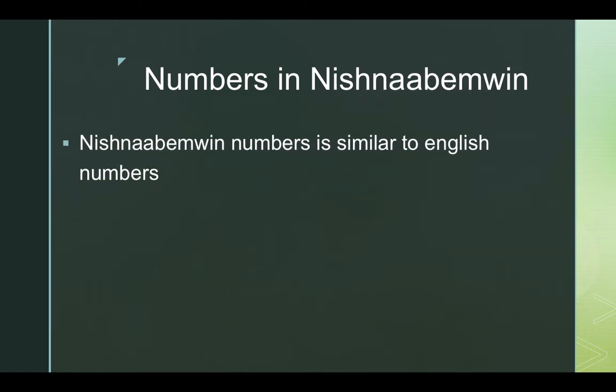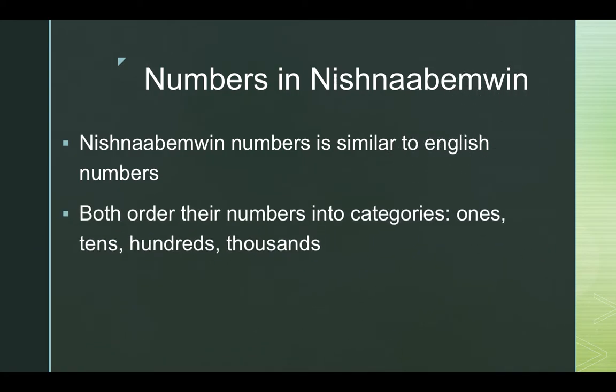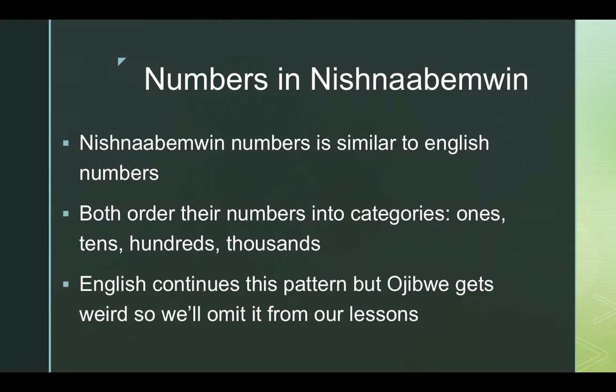Nishnaabemwin numbers are similar to English numbers. Both order their numbers into categories like ones, tens, hundreds, and thousands. English continues this pattern, but Ojibwe gets weird, so we'll omit anything after 1,000 from our lesson.